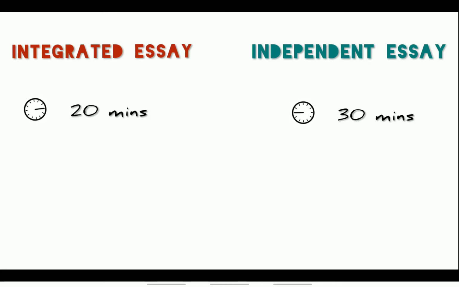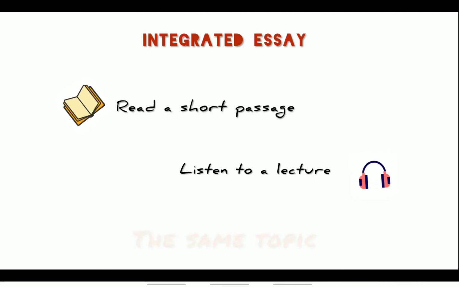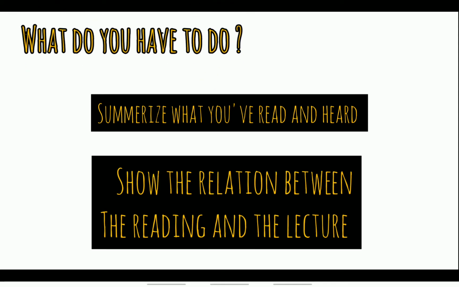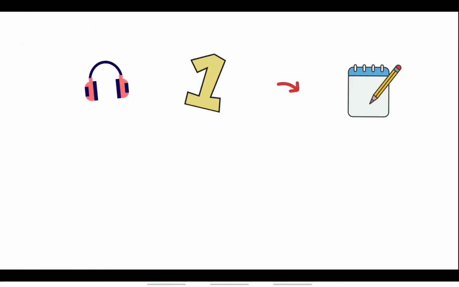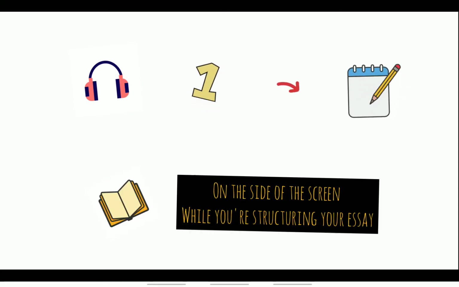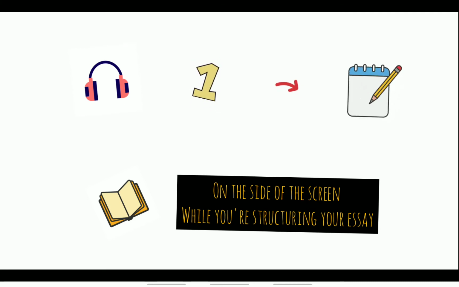Our main topic for this video is the integrated essay. For this task, you will read a short passage about a specific topic, which could be about biology, geography, business, etc. And then you will listen to a lecture that discusses the same topic of this passage. Your job here is to summarize what you have read and heard and show the relation between the passage and the lecture. You need to know that you only listen to the lecture once, so you need to take notes while you are listening. But the good news is that the passage which you have read will reappear again, so it will be on the side of the screen while you are structuring your essay.